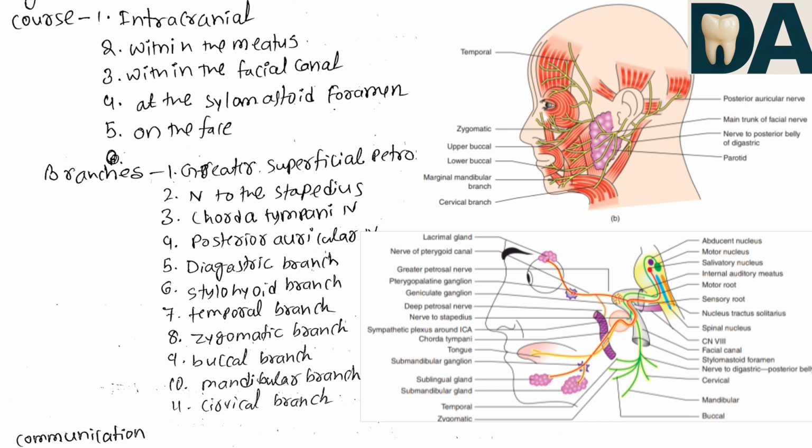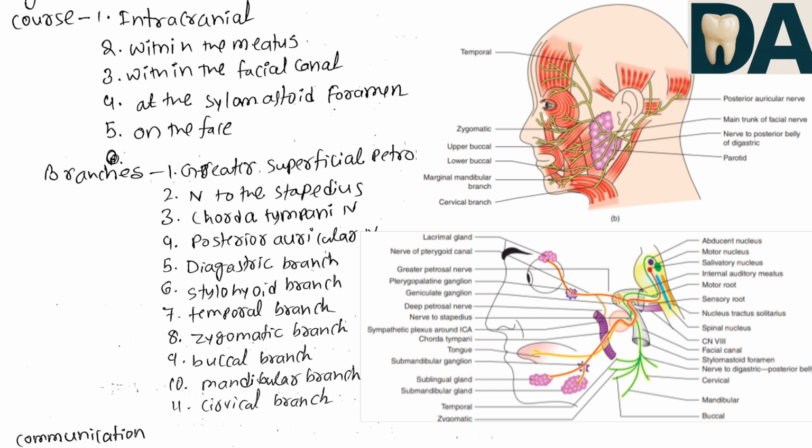Fifth branch, digastric branch. This originated near the stylomastoid foramen and innervates the posterior belly of the digastric muscle. Sixth, stylohyoid branch. This arises along the digastric branch and supplies the stylohyoid muscle.